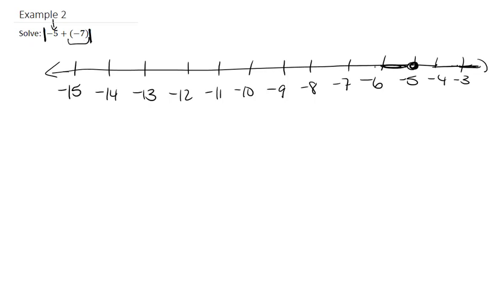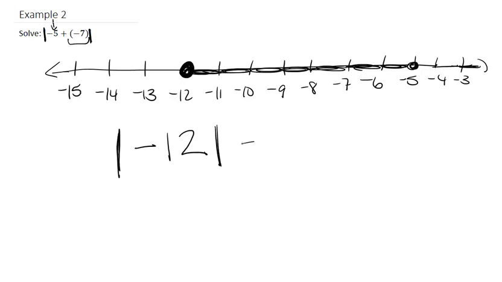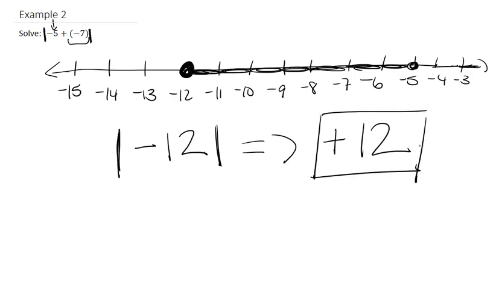So we go over 1, 2, 3, 4, 5, 6, 7. So we're left with this new number of -12. So what we can put inside the absolute value sign is -12. Now, as this is absolute value, we know we need to then change it to make it +12. So let's look at another example.